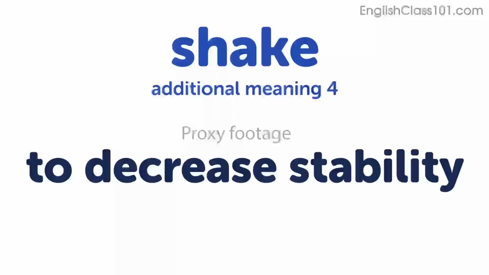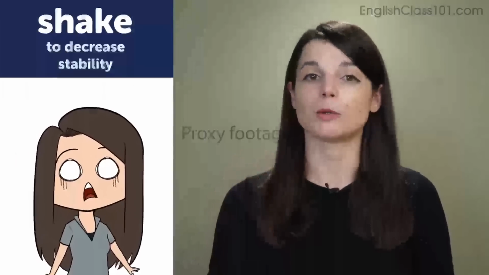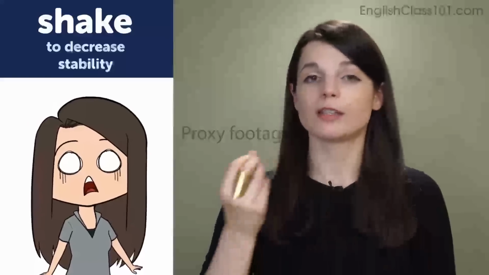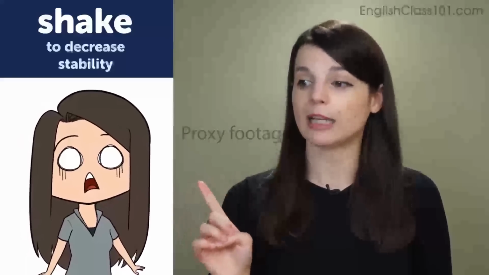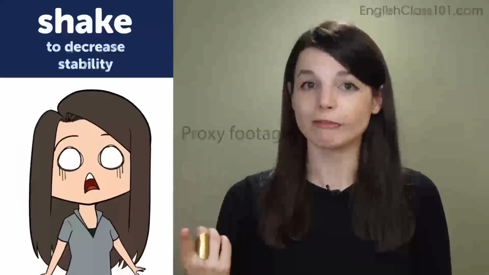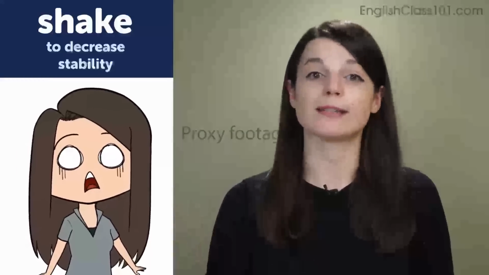The fourth additional meaning is to decrease stability. This is slightly different from the third meaning, which was to upset someone. This one is specifically about decreasing stability. So it can mean in some kind of belief, or it can mean in an organization. Let's look at some examples.